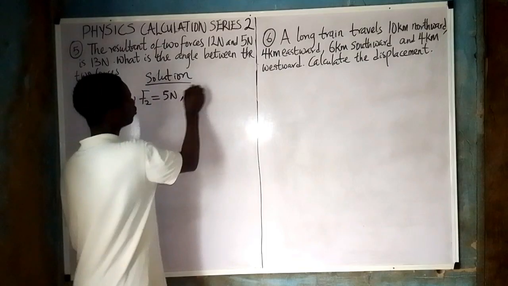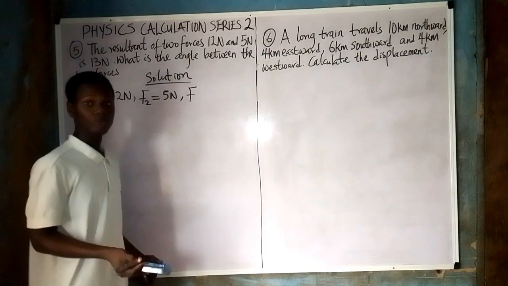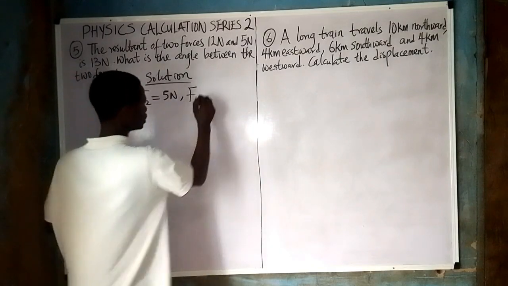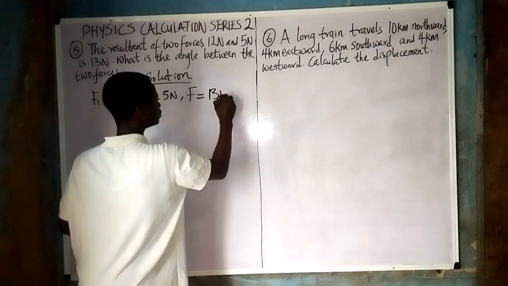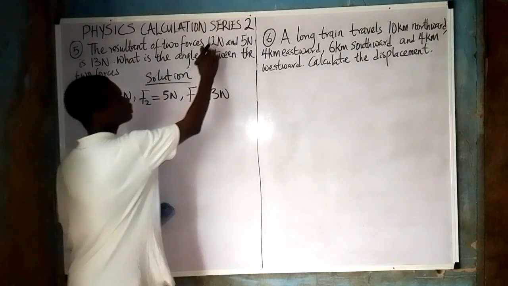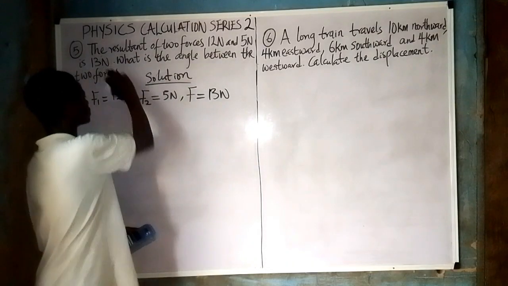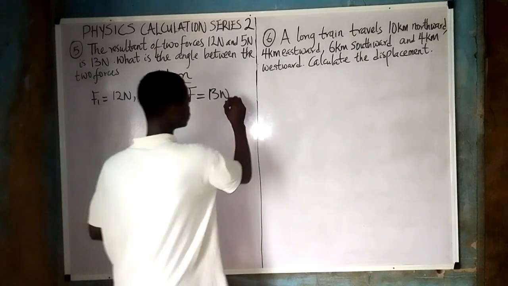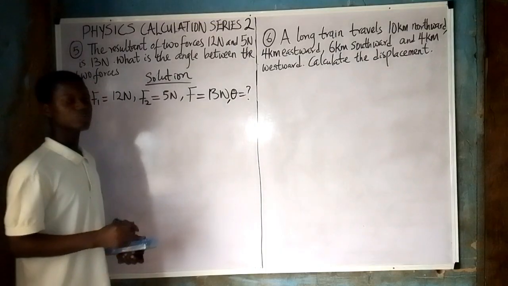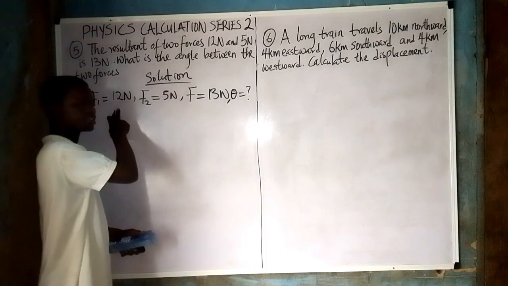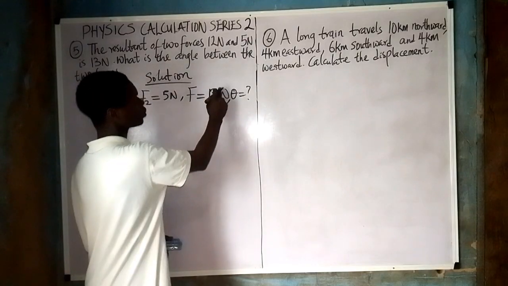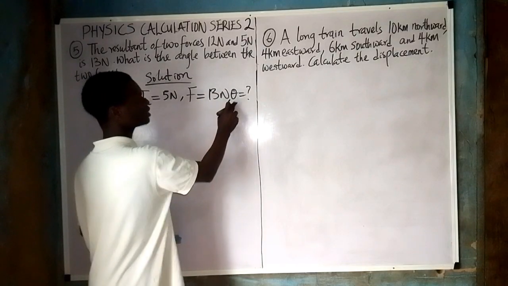So we can come here and write F. You can even use an arrow, it's the same thing. F here stands for net force or resultant force. They said it is 13 Newton. Now the question here is, what is the angle between these two forces that has this resultant? Now the angle theta in this question is unknown. We have F1 as 12 Newton, F2 as 5 Newton, F as 13 Newton, and theta is unknown.